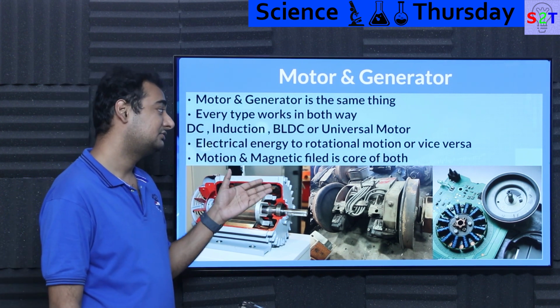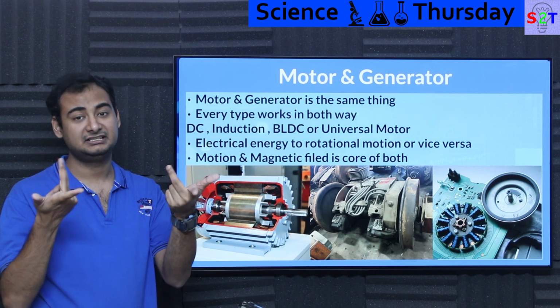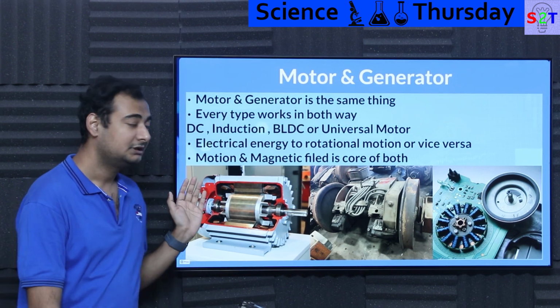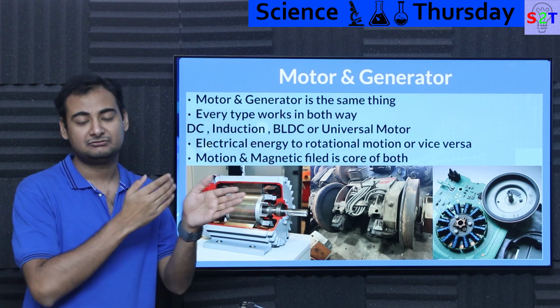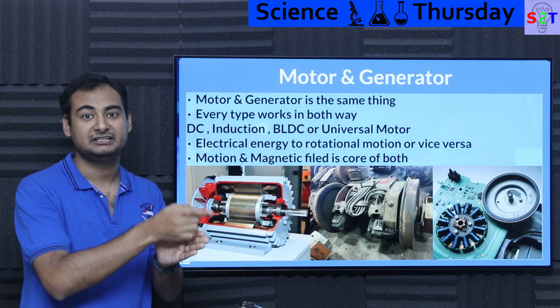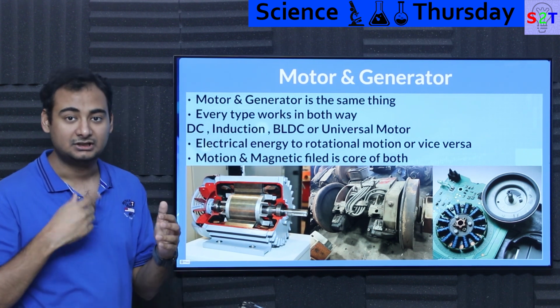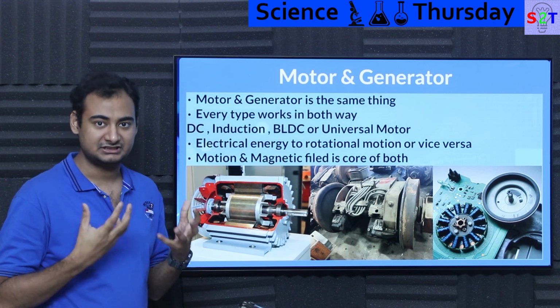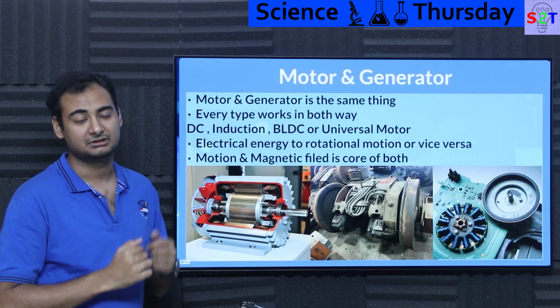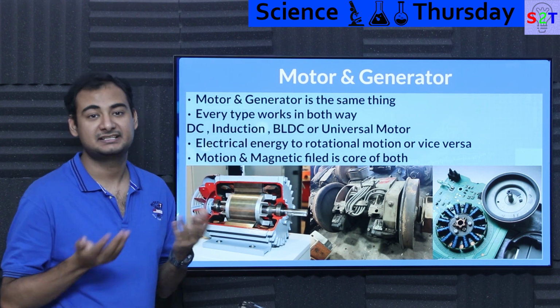Now electrical energy to rotational energy or vice versa, it's fundamentally the same. It's right hand or left hand, inherently they are the same thing. What you put in and what you get out, that's the only thing that is changing. You are either inputting energy and getting motion, or you are extracting motion and getting energy out of it, meaning if you are spinning it using an internal combustion engine, then yes, you are getting electrical energy out of it. Motion and magnetic field are the same in both of them.